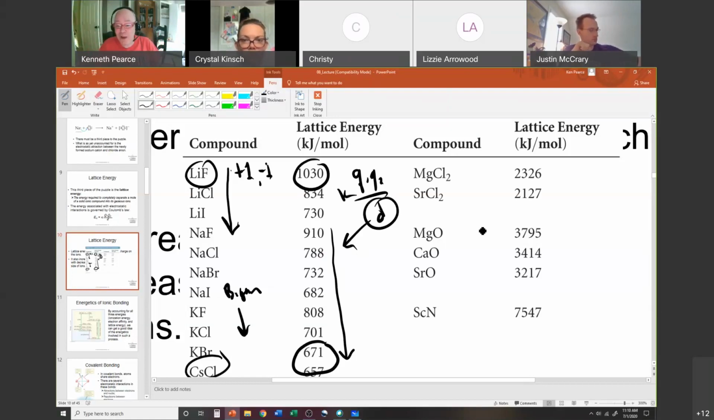Look left to right. Check out this. You see ScN, right? Scandium nitride. Sc is +3, this is +3, and this is -3. Look at this.